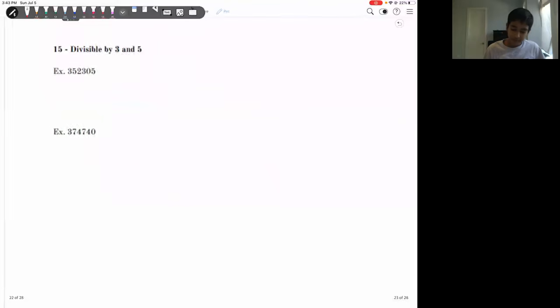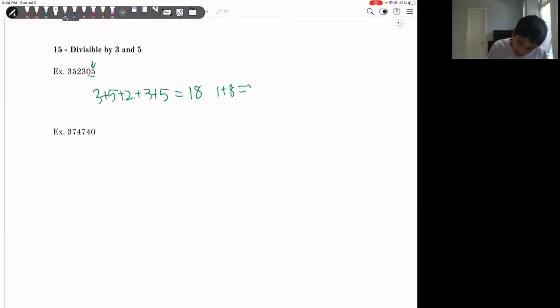Now let's move on to 15. For this, it has to be divisible by both 3 and 5. So let's look at this number here. For 5, it's clearly divisible by 5, of course. Now what about 3? 2 plus 3 plus 5. What is this? Well, you can add it, it's 18. And you can add it further, 1 plus 8 is 9, and 9 is divisible by 3. So the whole number is divisible by 15, since it's divisible by both 3 and 5.